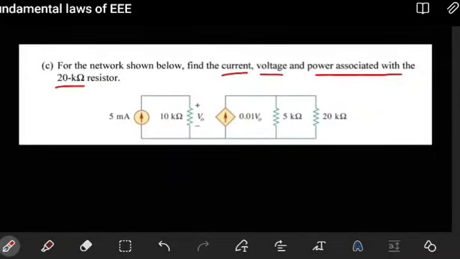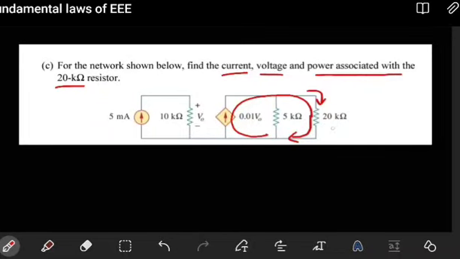So how do we do that? Well, here it's very basic. We want to get the current passing through it for starters. How do we do that? We can start with just a basic loop, just looping around this circuit. It doesn't matter whether I loop through the 5 as well, or I loop all the way up to the 20. Kirchhoff's voltage law works with loops, regardless of how you look at it.